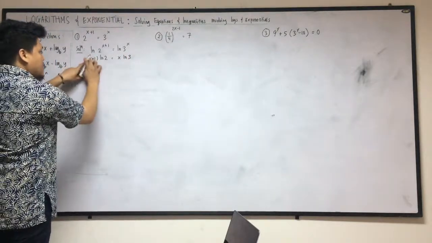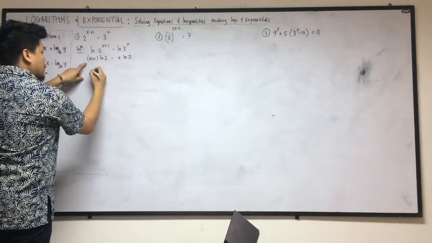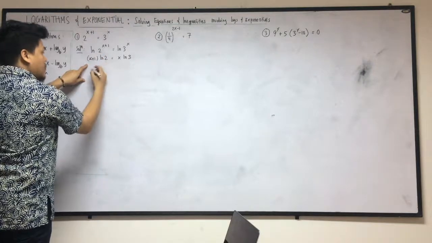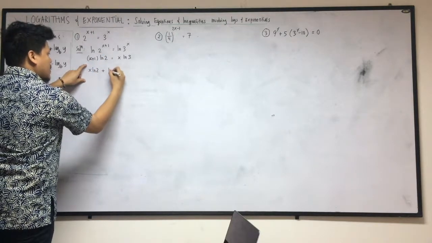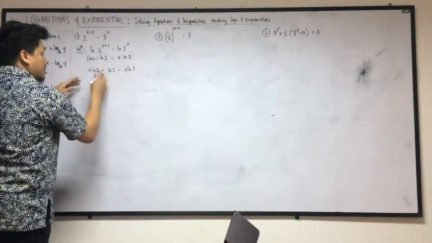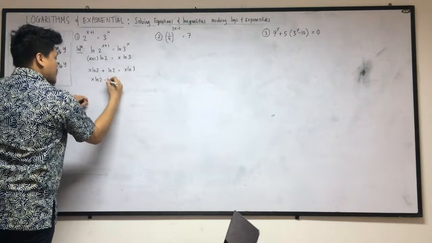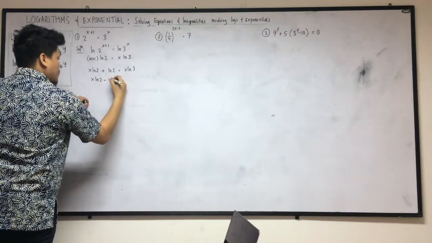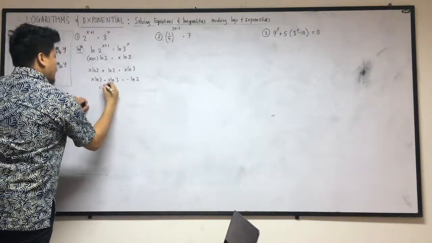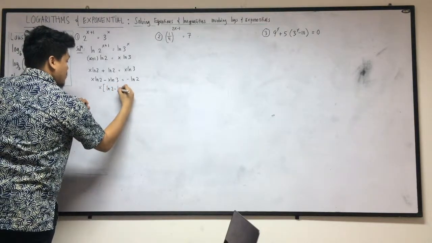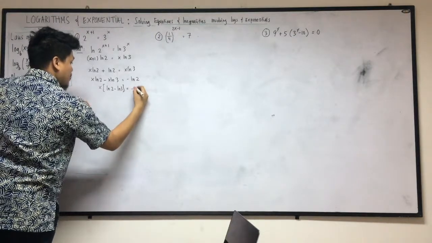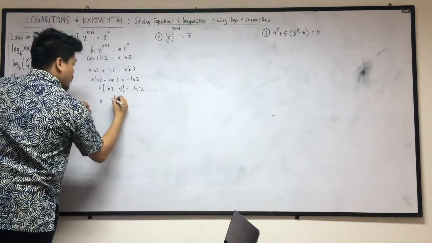The next thing to do is to just multiply this out. We treat the ln 2 as a number, so it's going to be x ln 2 plus ln 2, and this is going to be x ln 3. We isolate the x's on one side of the equation and the non-x to the other side, and then factorize the x. And then you should be able to find what your x is.